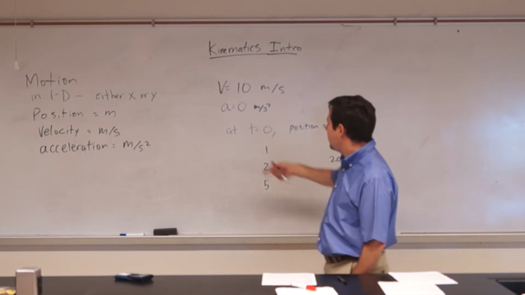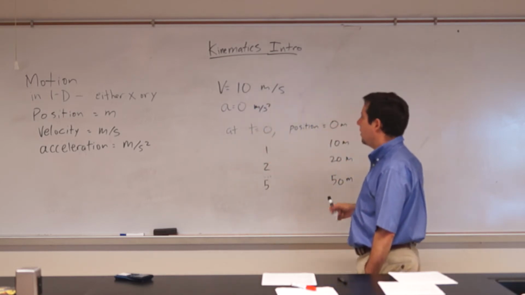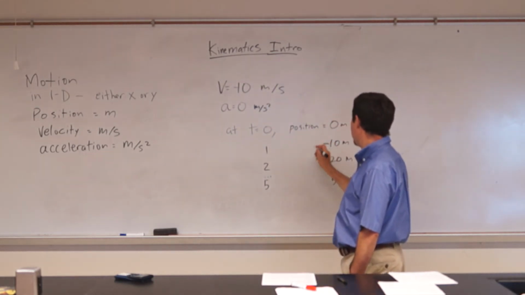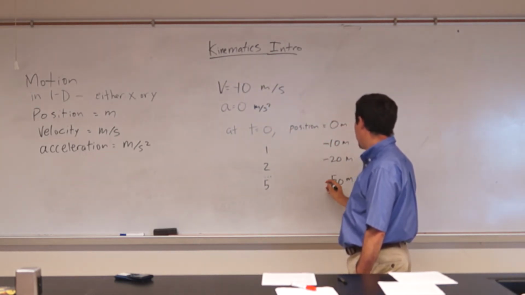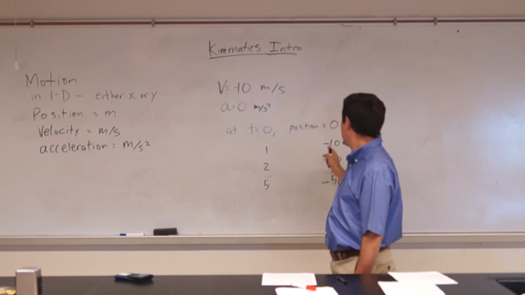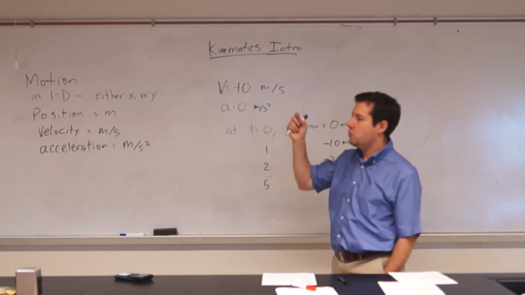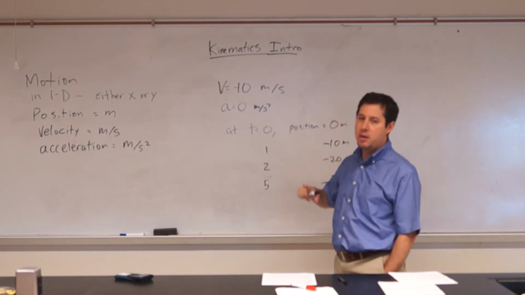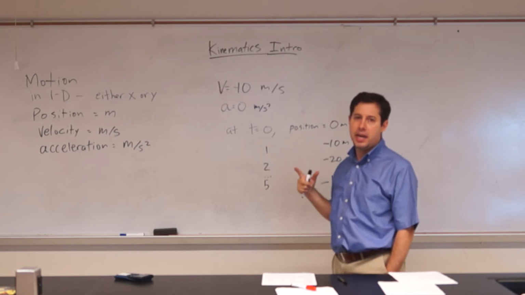Now, you could change this. You could have a negative velocity, for example. If the velocity was negative 10 meters per second, that means our position would be negative 10 meters, negative 20, negative 50, meaning that you start at a position of 0, you're moving in the negative direction, and you end up, after 1 second, 10 meters in that negative direction.